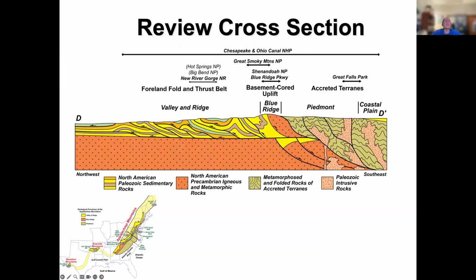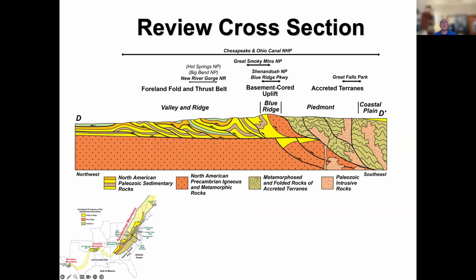This first one's from the National Park Service, and I just think it's wonderful, and I think about it all the time. It shows a cross-section from the central and southern Appalachians going from east to west: coastal plain, Piedmont, Blue Ridge, Valley and Ridge. And it places on top of it some of the parks that are in these different areas.